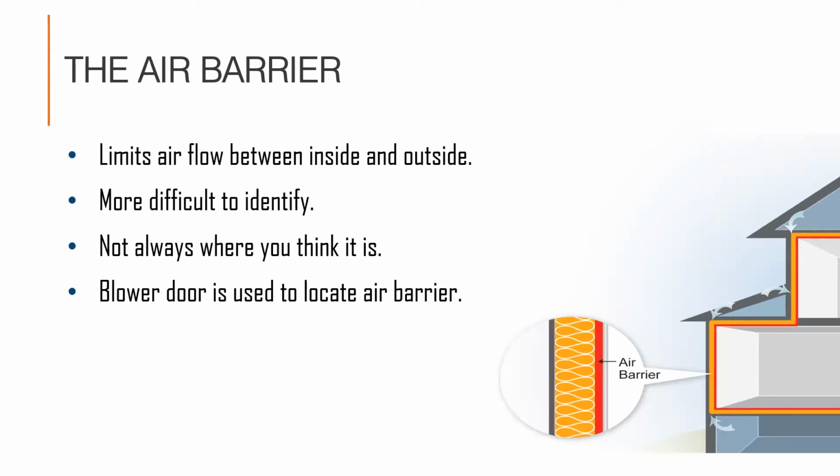The air barrier is what limits airflow between inside and out, and the heat and moisture that's carried by that air. It's more difficult to identify than a thermal boundary because it can be hard to see, and it's not always where you think it is. We can use a tool called a blower door to locate and assess the condition of the air barrier.